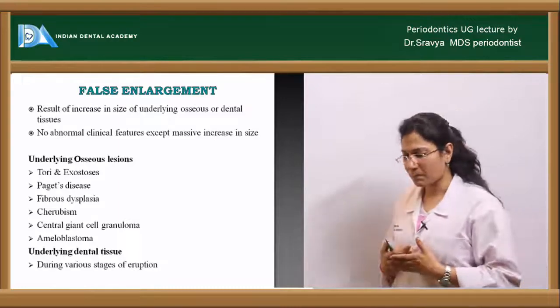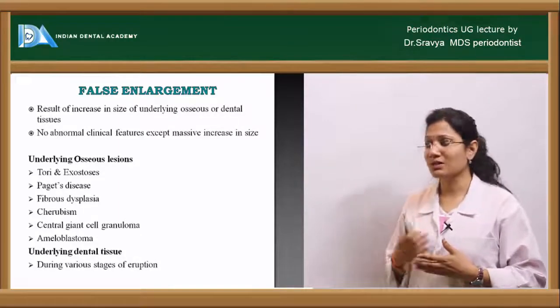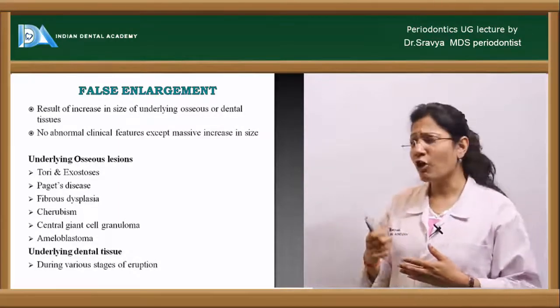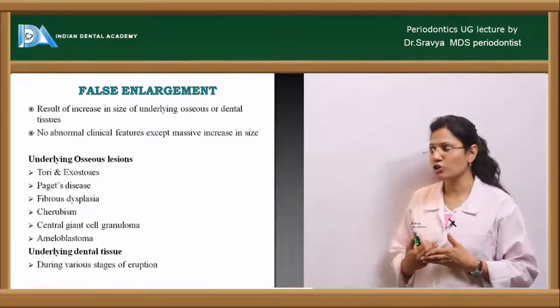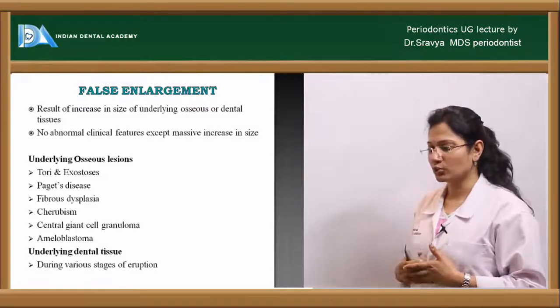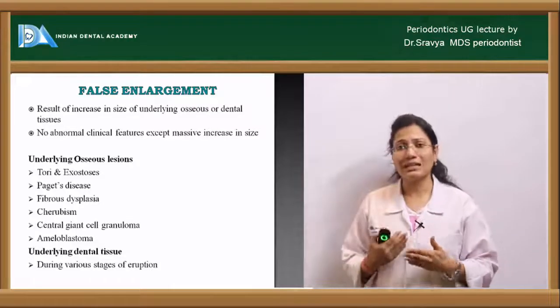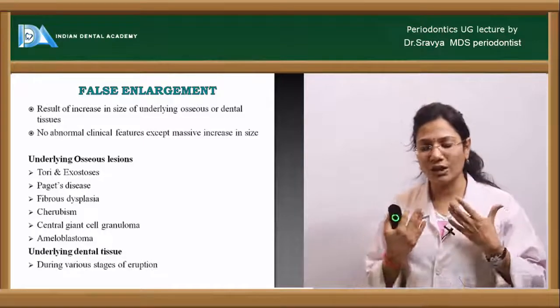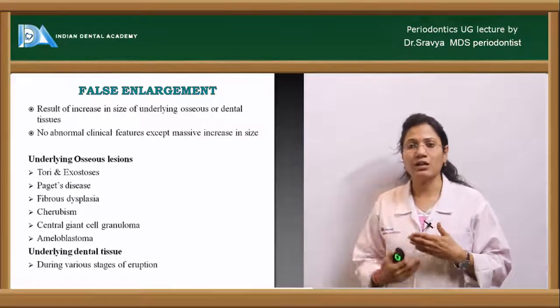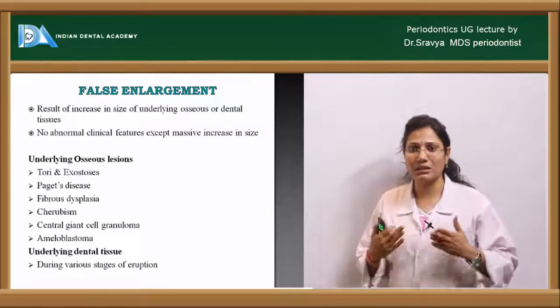Coming to the last part of the gingival enlargement, that is the false enlargement. Now, false enlargement is a result of an increase in the size of the underlying osseous or dental tissues, meaning there is no exact enlargement of the gingiva, but because of an underlying enlargement of any of the hard tissues, it can appear as though there is an enlargement.